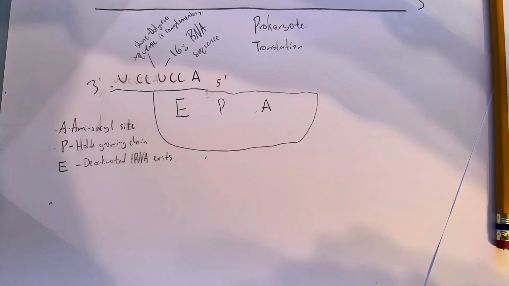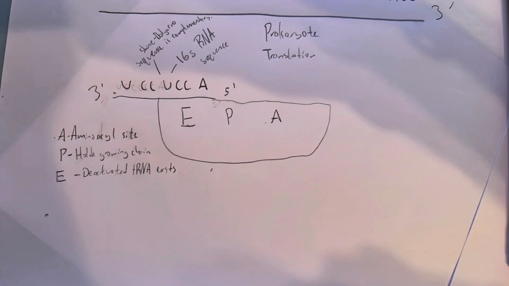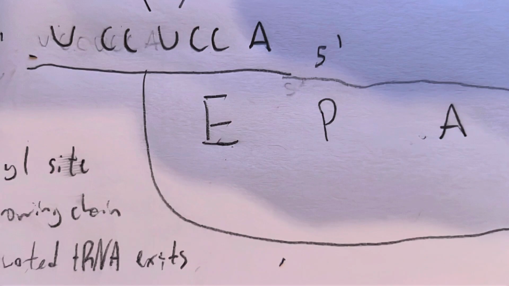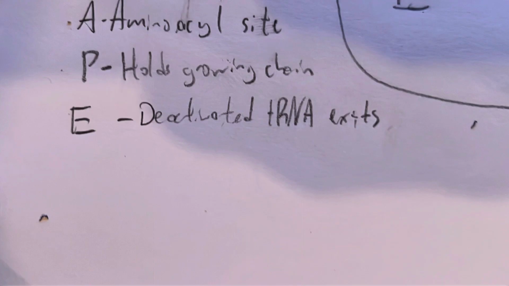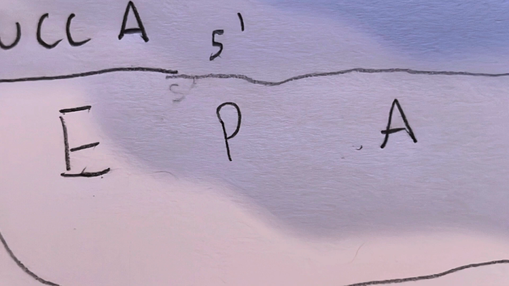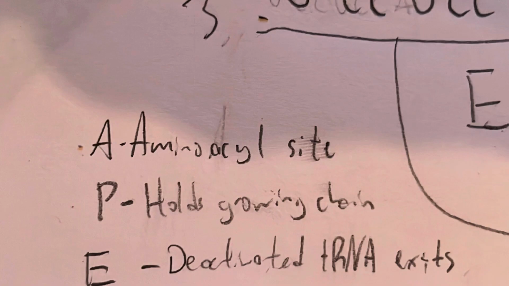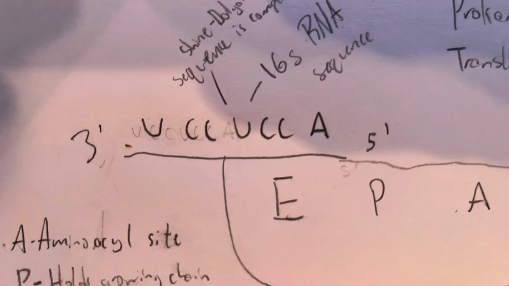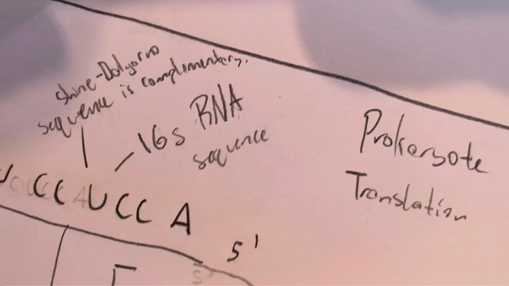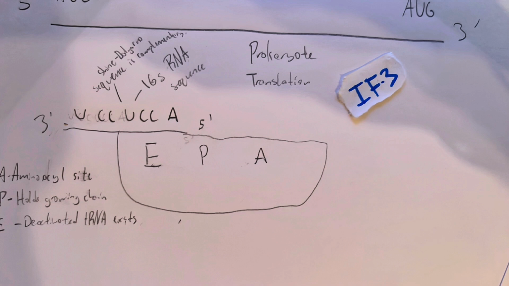Here we have prokaryotic translation. It begins with 3 sites. The E site, which is where the deactivated tRNA exits. The P site, which is where the growing chain is held. And the A site, which is the aminoacyl site. We have these 2 sequences, the 16S RNA sequence and the Shine-Dalgarno sequence, which is complementary.